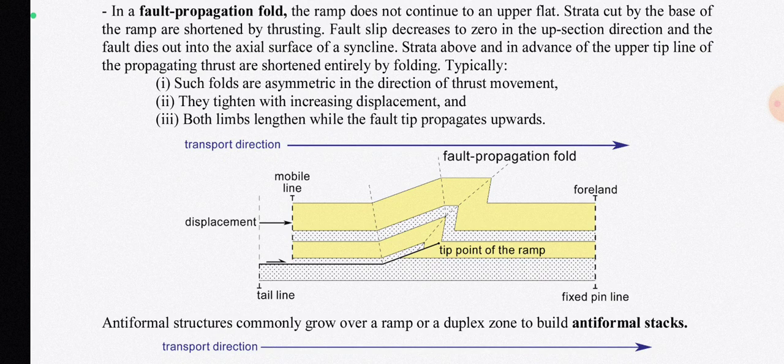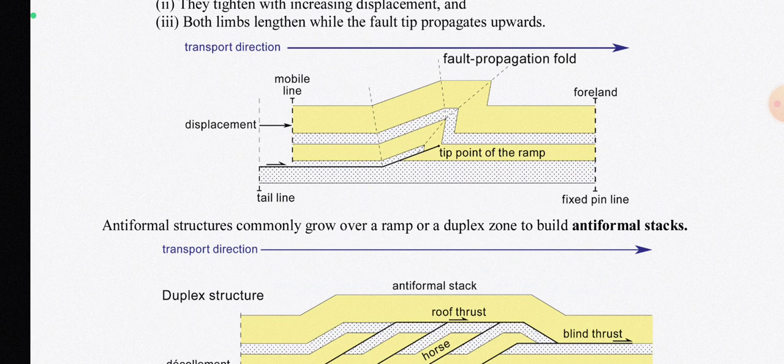Fault slip decreases to 0 in the up-section direction and the fault dies out into the axial surface of a syncline. Strata above and in advance of the upper tip line of the propagating thrust are shortened entirely by folding typically. Such folds are asymmetric in the direction of thrust movement. They tighten with increasing displacement and both limbs lengthen while the fault tip propagates upwards.